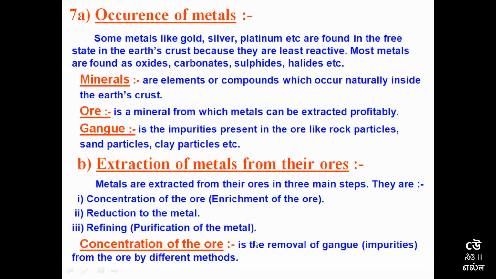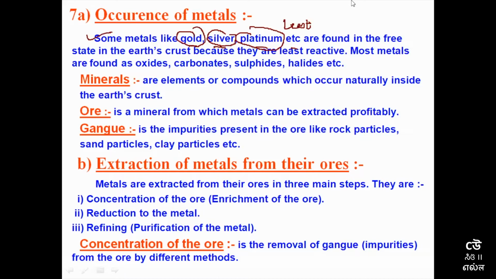So, the first thing has been explained over here by saying some metals like gold, silver, and platinum, etc. Always remember gold, silver, and platinum are least reactive elements. We have learned this while we were covering the reactivity series. So these elements are found in the free state in the Earth's crust because they are least reactive.